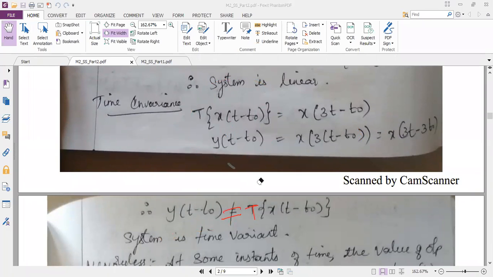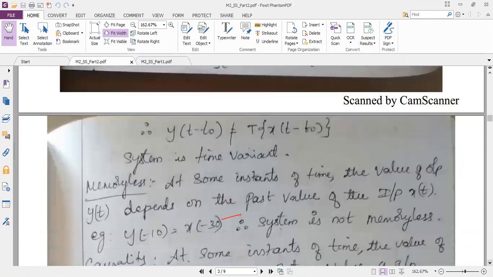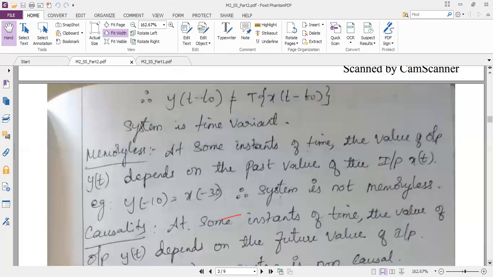The difficult part is always finding linearity and invariance. Memoryless, causal, and stable or not stable, we can easily make out just by seeing the question itself. Out of the 5 properties which we are discussing, finding linearity and time invariance is a bit tricky. That's it.